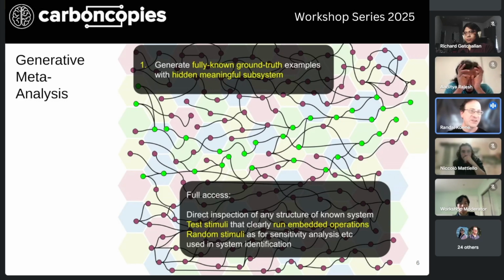Obviously, evaluation has full access not just to the reverse engineered or emulated model produced by methods being tested, but also to the synthetic ground truth. And functional results can reflect both the situation without using prior knowledge, for example, by using random stimuli, as well as results that are based on stimuli that specifically target the operations of the hidden system.